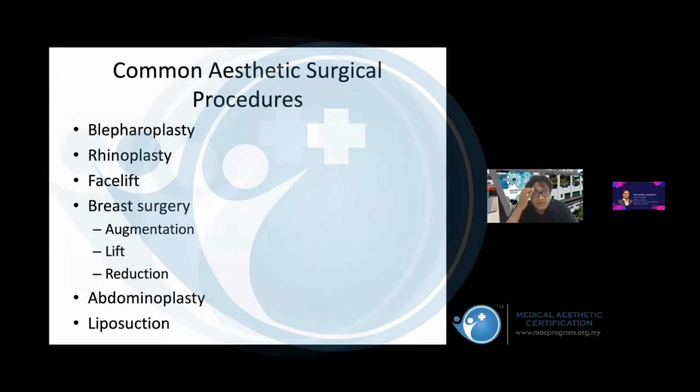I'll not go into the common aesthetic procedures, just a brief outline of what it is. I won't go into detail because I think it's beyond the scope of this. Again, I don't expect you to do it. I just expect you to be able to understand what the procedure involves, and maybe identify conditions that actually need surgical correction as opposed to non-invasive work.